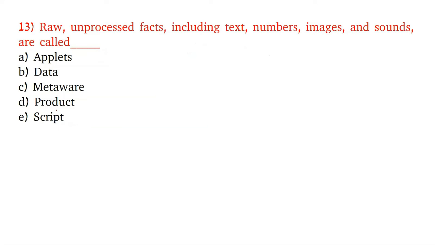बढ़ते हैं 13th क्वेश्चन पे. Raw unprocessed facts including text, numbers, images and sounds are called dash. A. Applets, B. Data, C. Metaware, D. Product, E. Script. सही आंसर है B. Data.